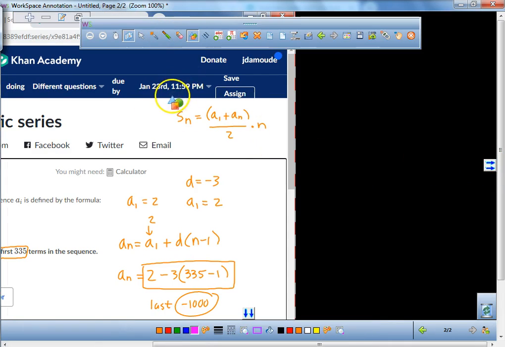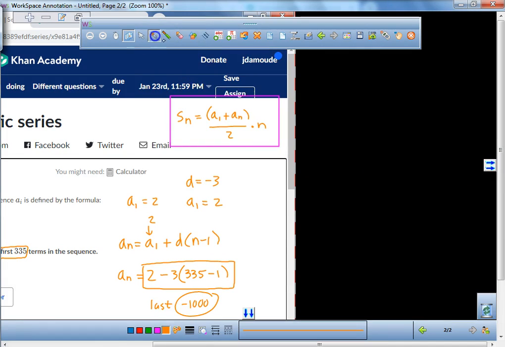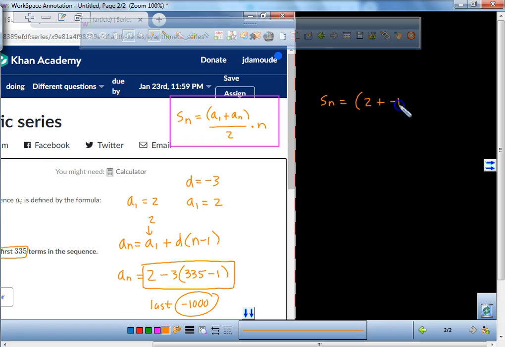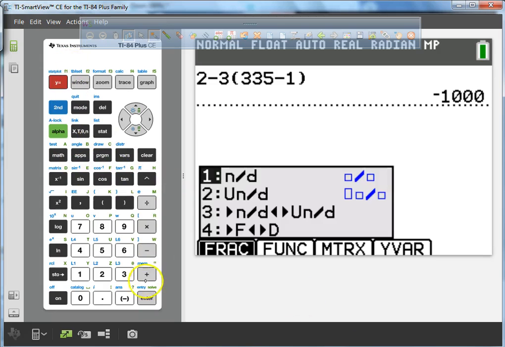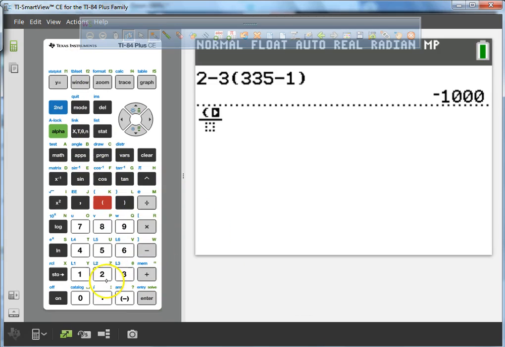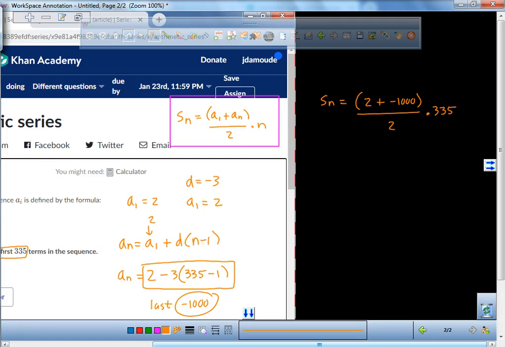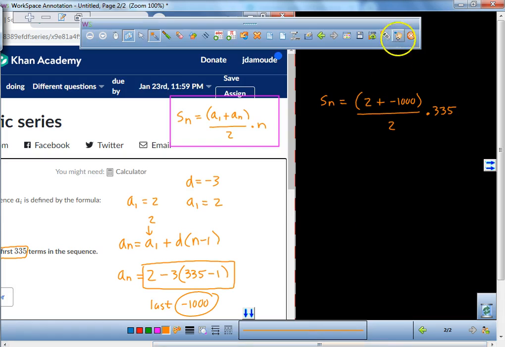So now I'm going to use this formula. When I say this formula, I'm talking about this one right there. So here we go. S sub n equals the very first term, which is the number 2, plus our last term, which is negative 1,000, divided by 2, times the total number of terms, which is 335. I'm sorry, I can't do that in my head. So I'm going to go to my calculator. I'm going to hit alpha y equals enter. I'm going to open up a parentheses. I started with the number 2, I believe. Yep, 2.